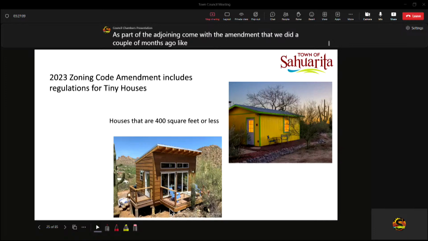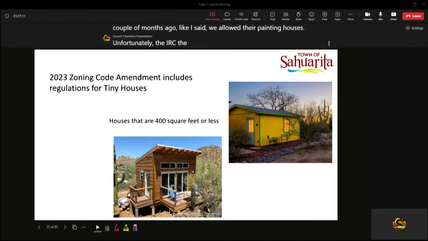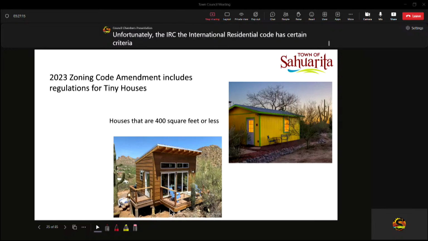As part of that zoning code amendment that we did a couple of months ago, like I said, we allowed for tiny houses. Unfortunately, the IRC, the International Residential Code, has certain criteria in it, and Bill will get into those specifics, that don't allow for tiny houses. So in order for those to actually happen, this building code amendment is required. So I will pass the mic over to Bill now.